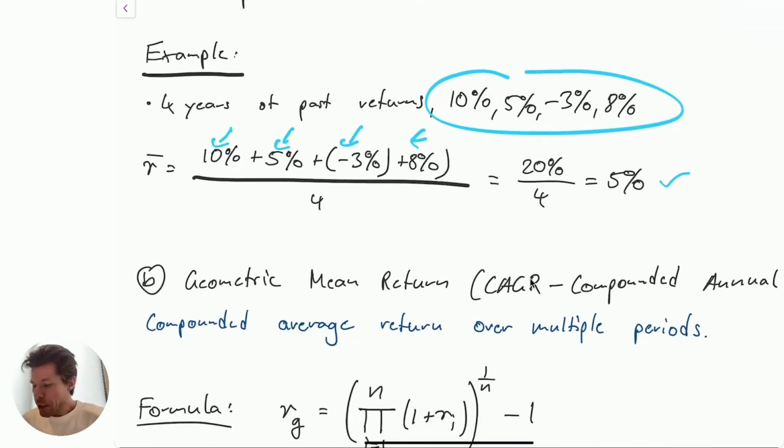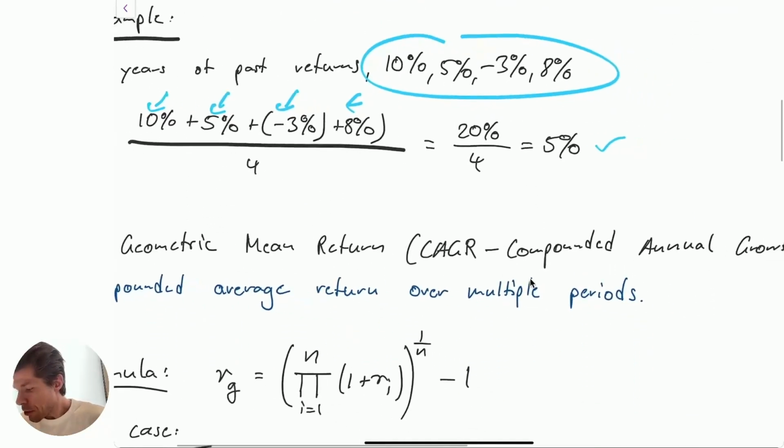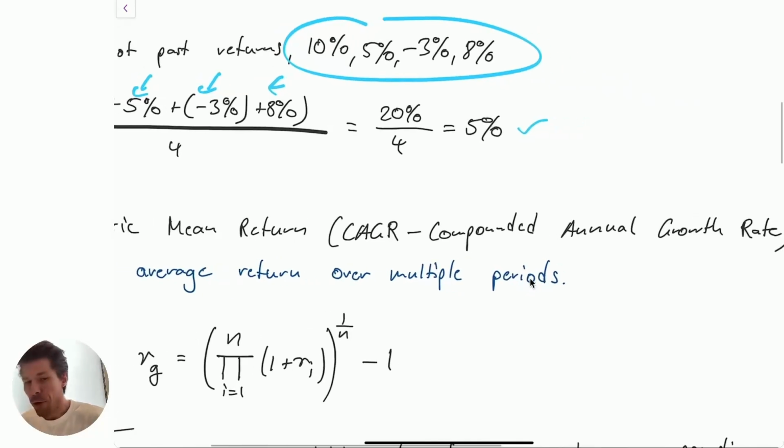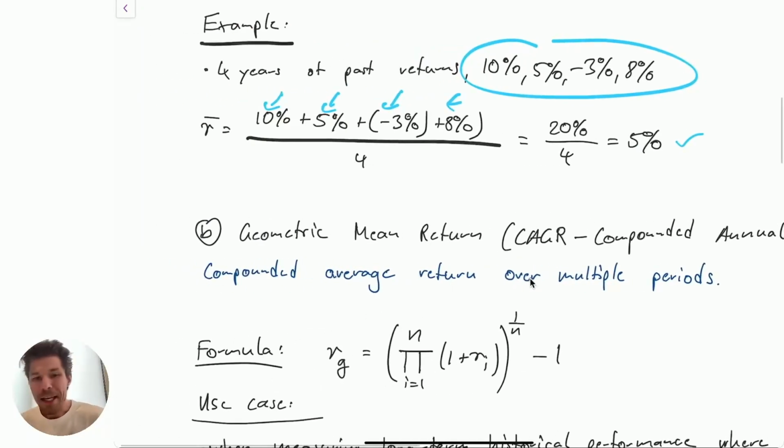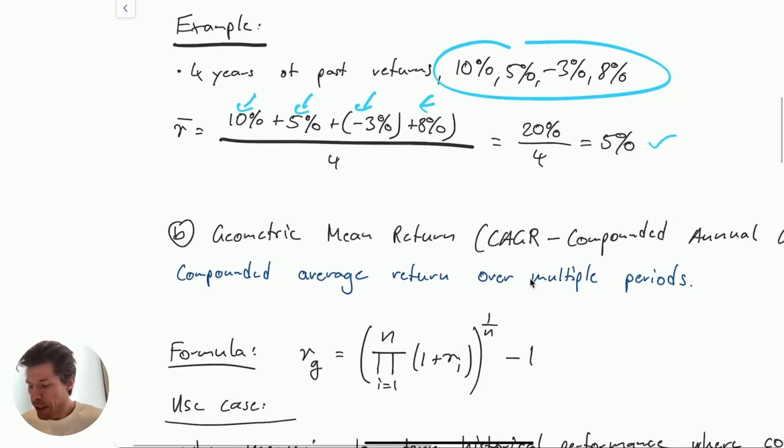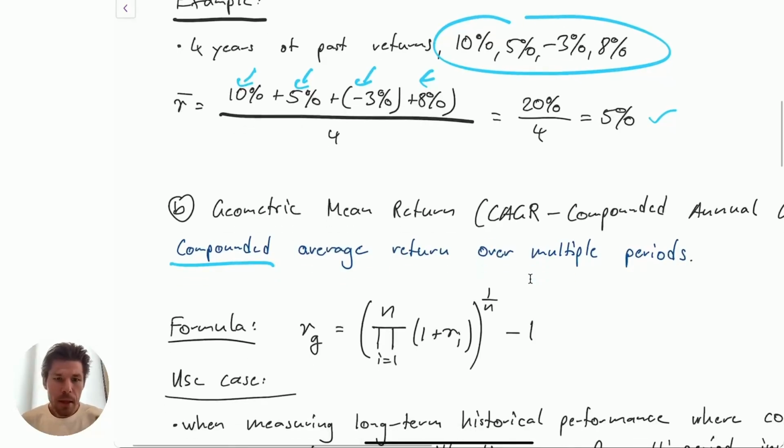If we look at geometric mean, sometimes called CAGR, compounded annual growth rate, you know it from financial statements. Here we are also looking at historical performance, historical returns, but here those historical returns impact each other. We include compounding. It's more accurate for long-term past performance, and it actually accounts for so-called volatility drag. Fluctuations reduce real growth.